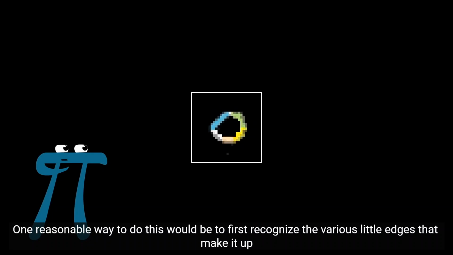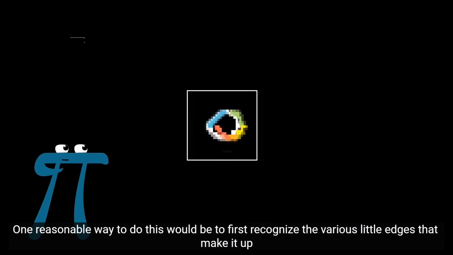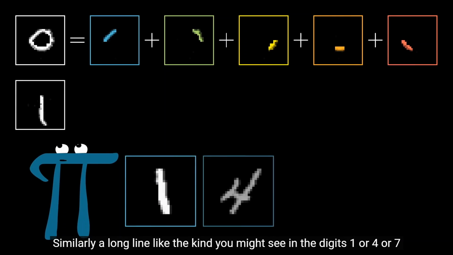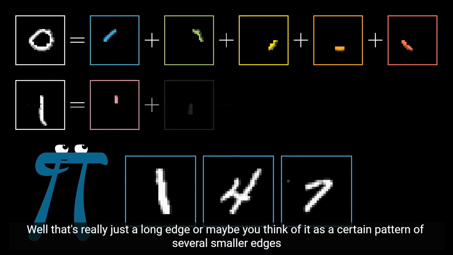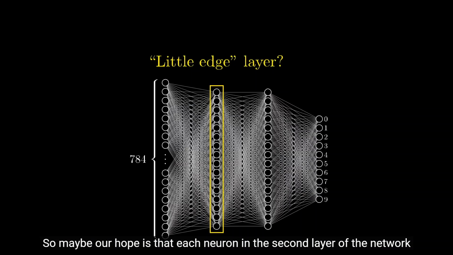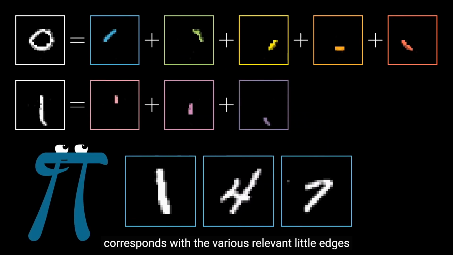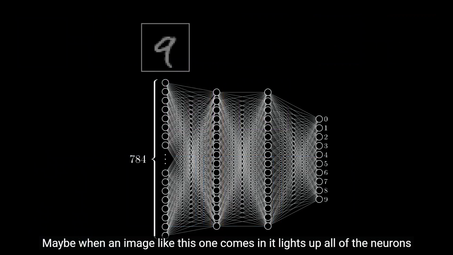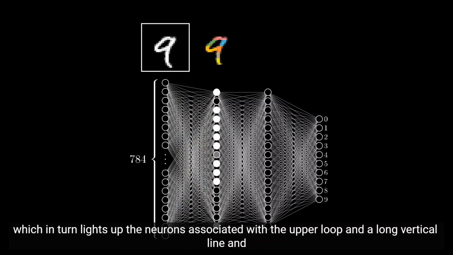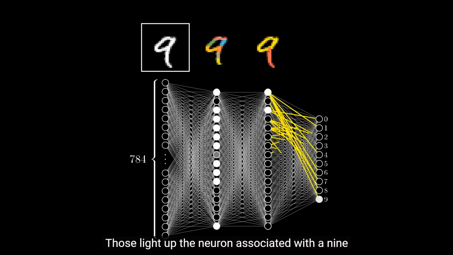One reasonable way to do this would be to first recognize the various little edges that make it up. Similarly, a long line, like the kind you might see in the digits 1 or 4 or 7, well, that's really just a long edge, or maybe you think of it as a certain pattern of several smaller edges. So maybe our hope is that each neuron in the second layer of the network corresponds with the various relevant little edges. Maybe when an image like this one comes in, it lights up all of the neurons associated with around 8 to 10 specific little edges, which in turn lights up the neurons associated with the upper loop and a long vertical line, and those light up the neuron associated with a 9.